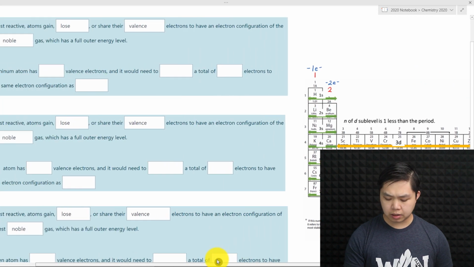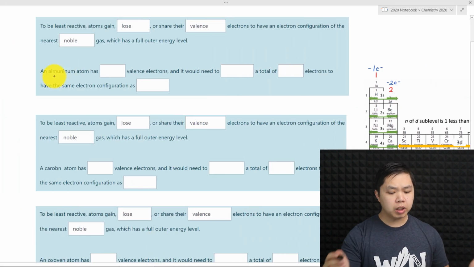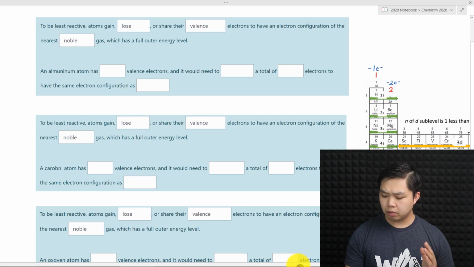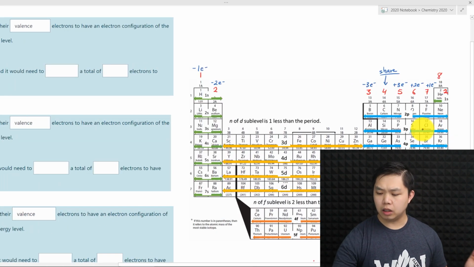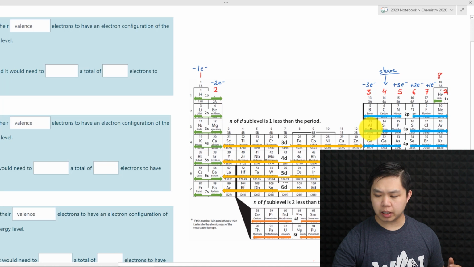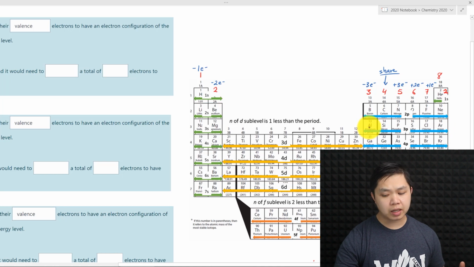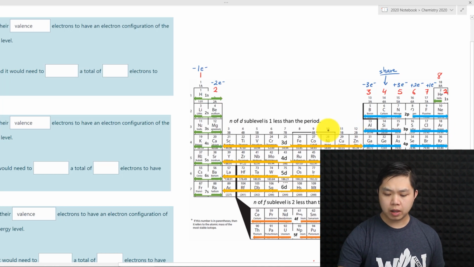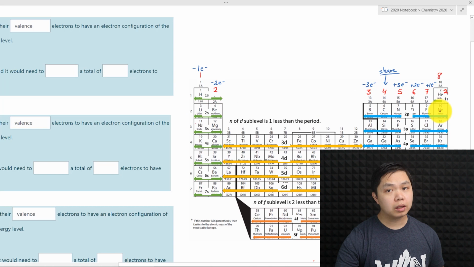So now let's look at this. We have an aluminum atom, right? It has how many valence electrons? So looking at your periodic table, let's look at aluminum. In this case, aluminum is not going to gain 5 more electrons to have the same look as argon. Instead, it's going to lose its 3 valence electrons and that outer shell as well. And what is it going to look like? It's going to look like neon.